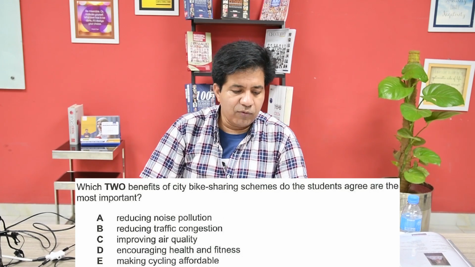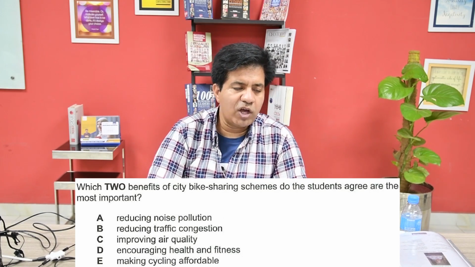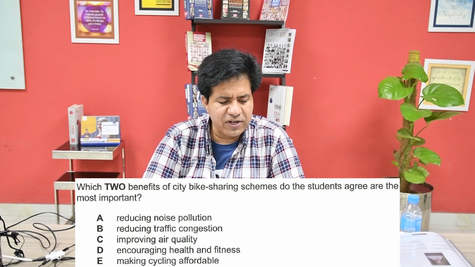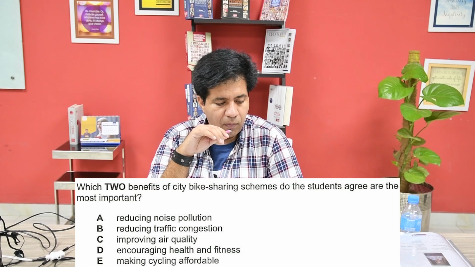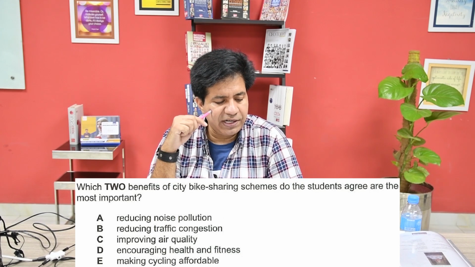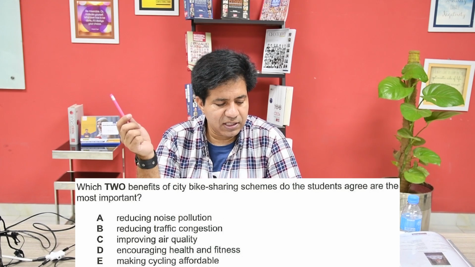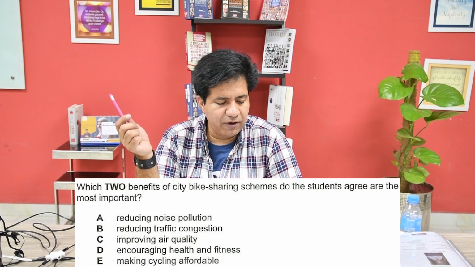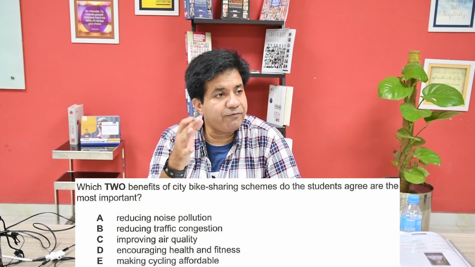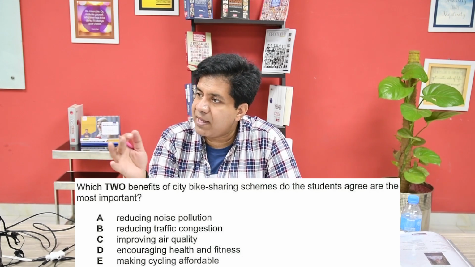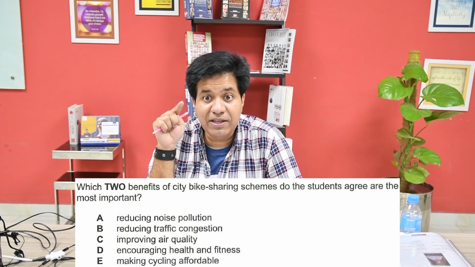Anything like that. Now, what are the options? Reducing noise pollution. Very short option. Reducing traffic congestion. Improving air quality. Encouraging health and fitness. Making cycling affordable. Now, these are all 5 benefits. Both students will talk about all these 5 benefits, but on 2 benefits they will agree.